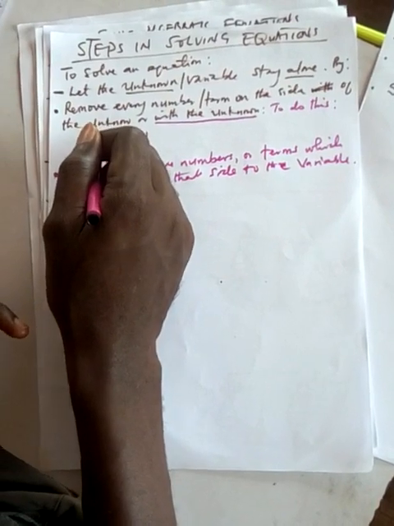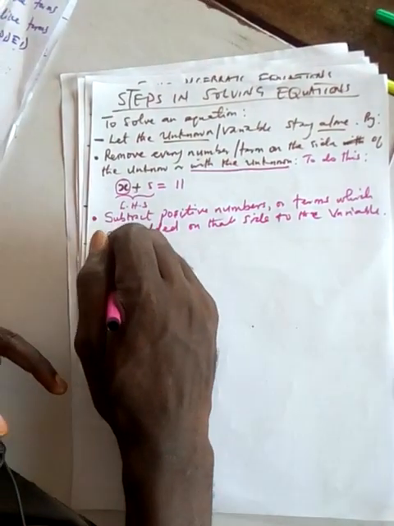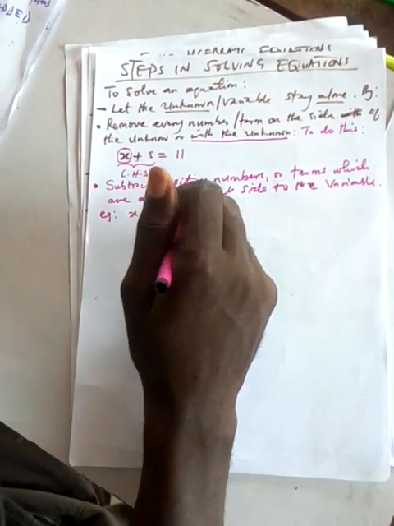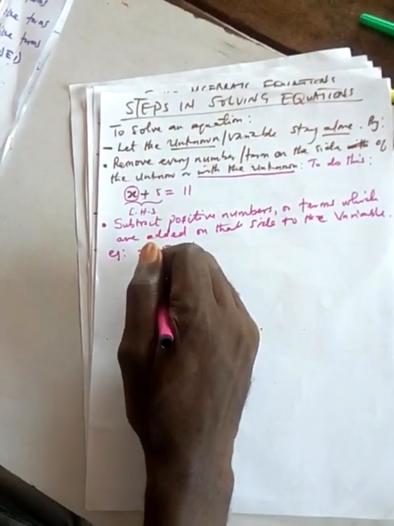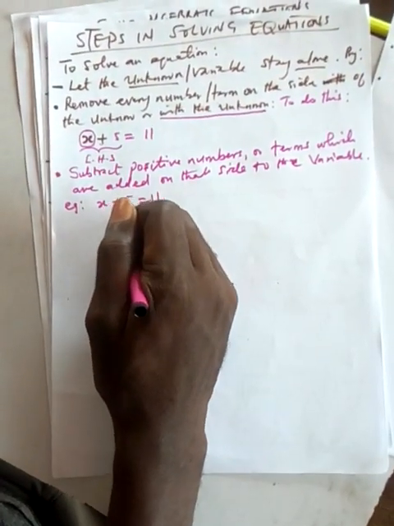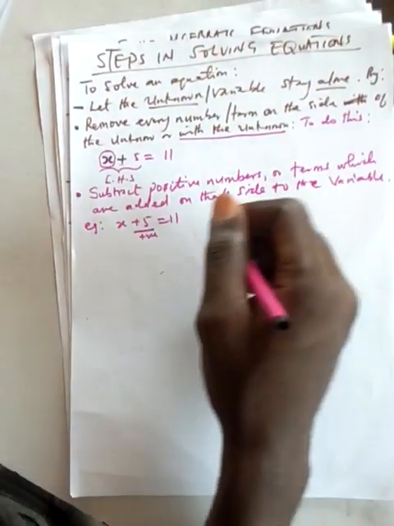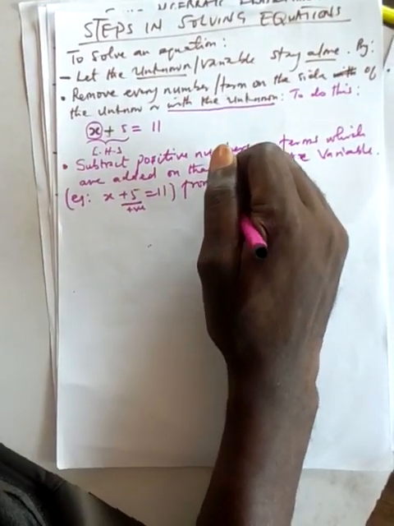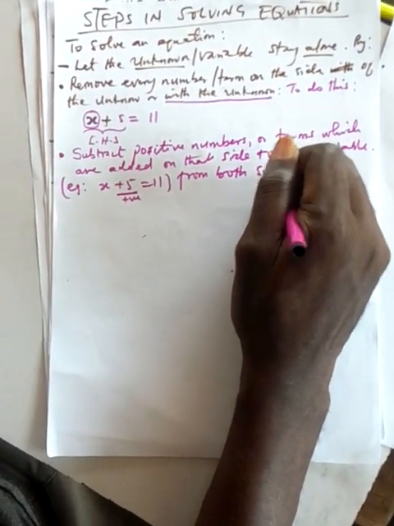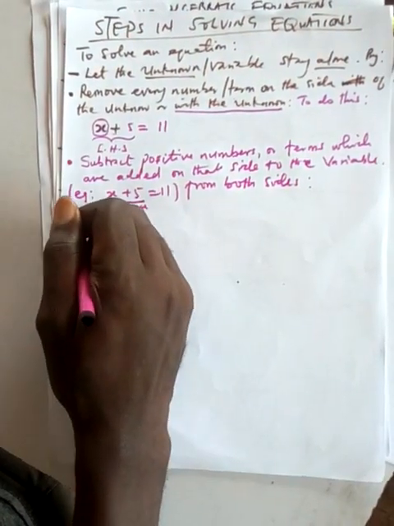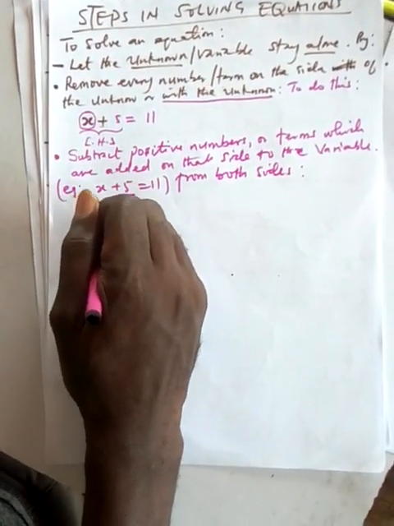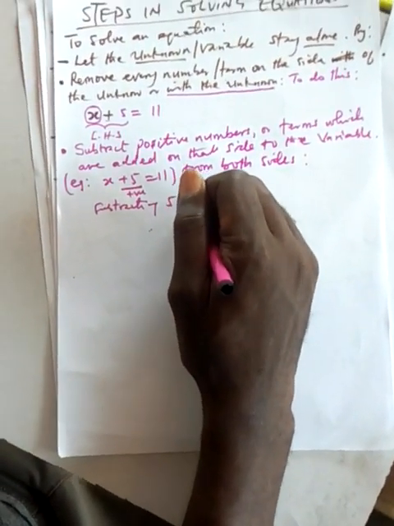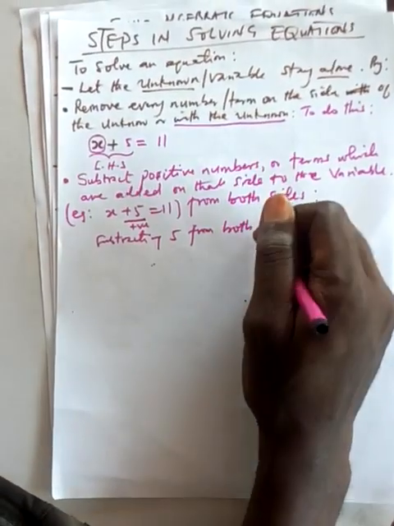So with this as a case study, e.g. in x plus 5 equals 11, since 5 is positive, we have to subtract it from both sides. Again, that is the balancing. So this is what we're going to do: subtract 5 from both sides.